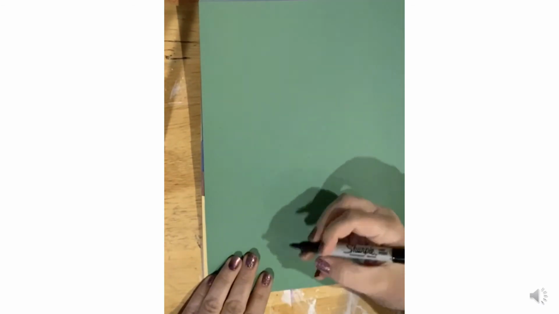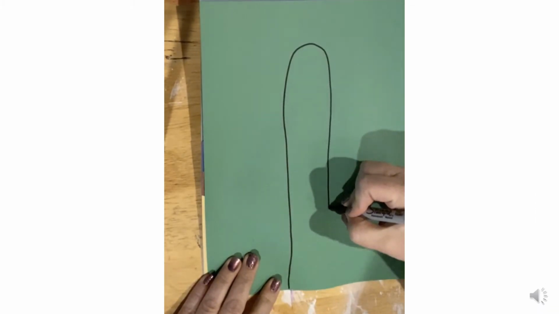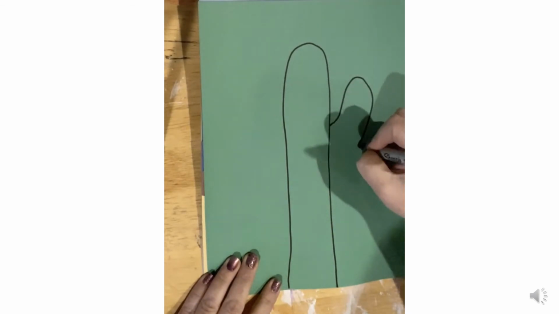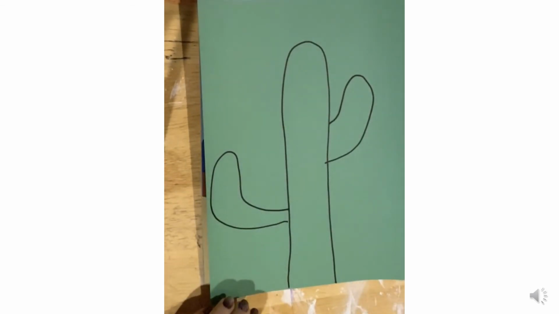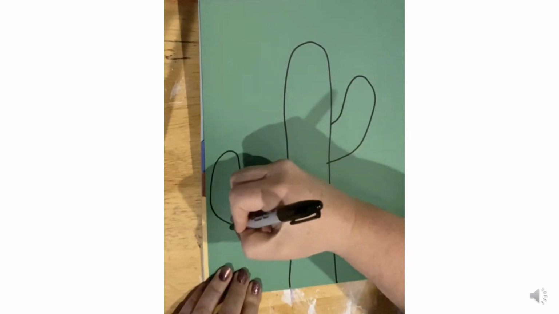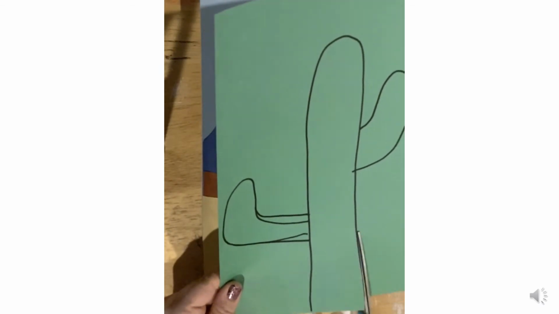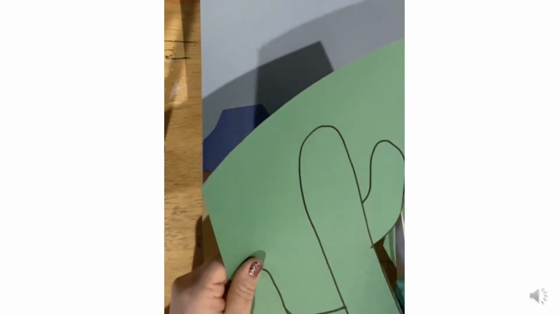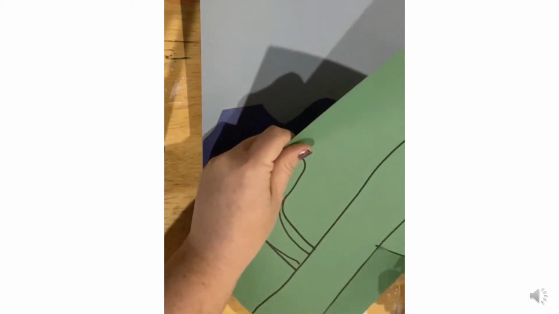I'm going to draw a long, skinny, tall rainbow shape, and then I'm going to add the arms of the saguaro cactus. Oh, that one feels a little narrow right by the base, so I'm going to widen it up a little bit. I used marker so that you could see it really well. You can use pencil for this. Your lines that you're drawing won't really show because I'm going to glue the side with the lines, or the side that I drew on.